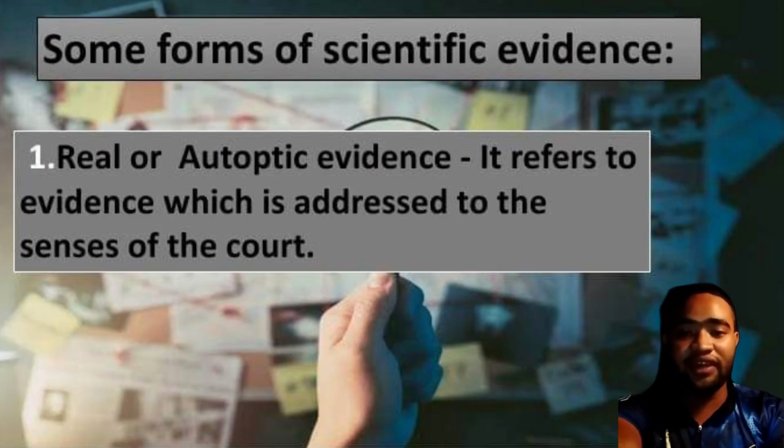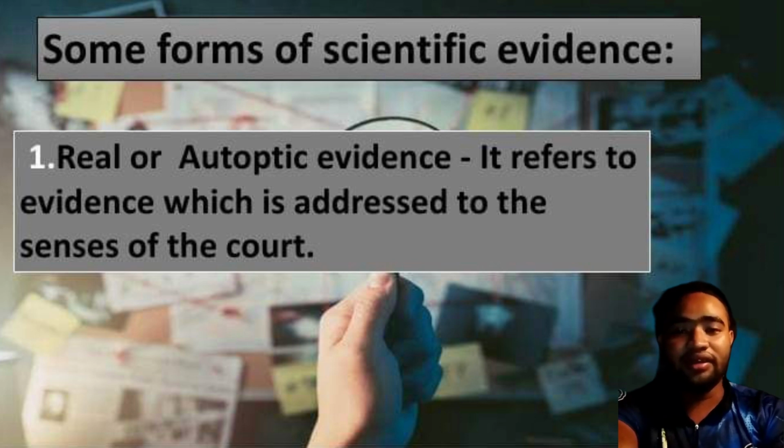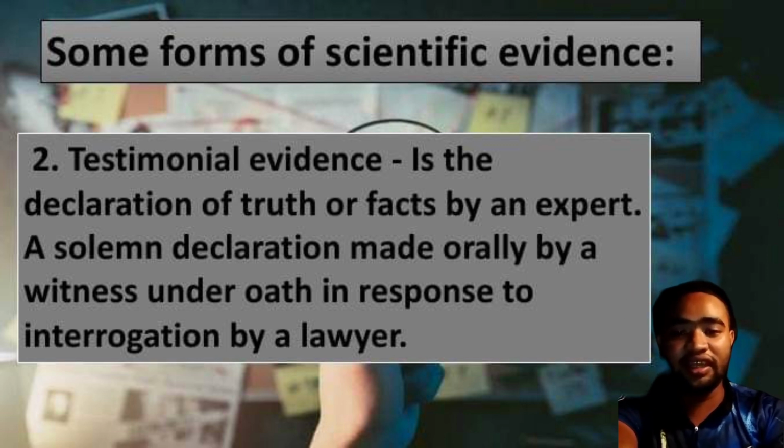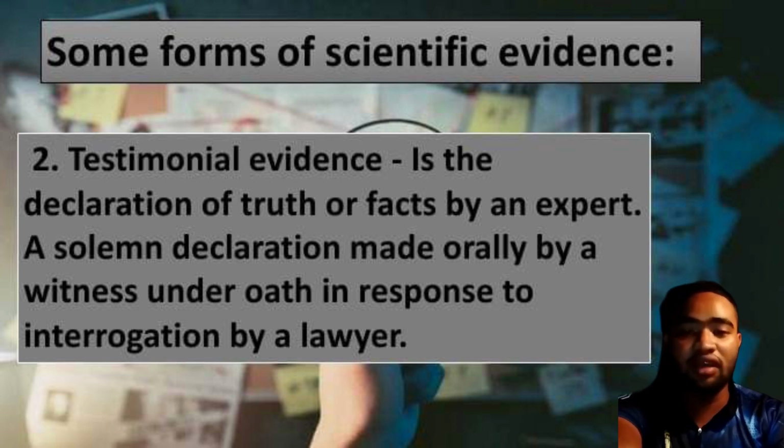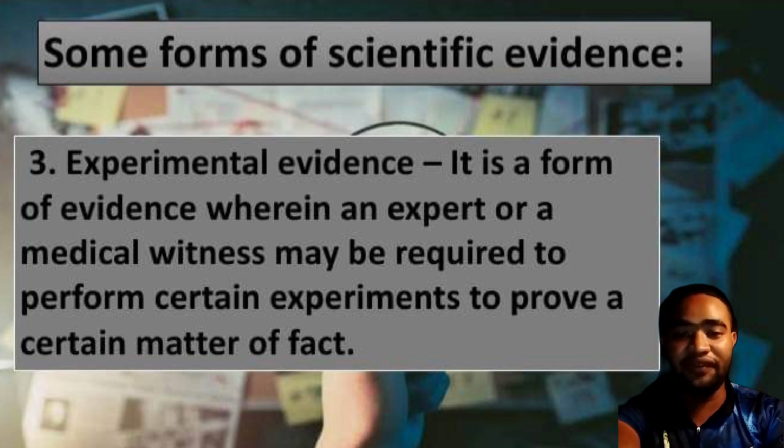Some forms of scientific evidence: 1. Real or autoptic evidence. It refers to evidence which is addressed to the senses of the court. 2. Testimonial evidence is the declaration of truth or facts by an expert, a solemn declaration made orally by a witness under oath in response to interrogation by a lawyer. 3. Experimental evidence. It is a form of evidence wherein an expert or a medical witness may be required to perform certain experiments to prove a certain matter of fact.